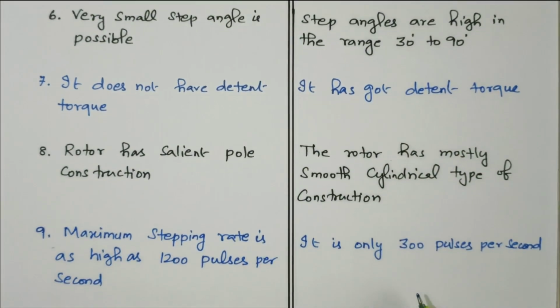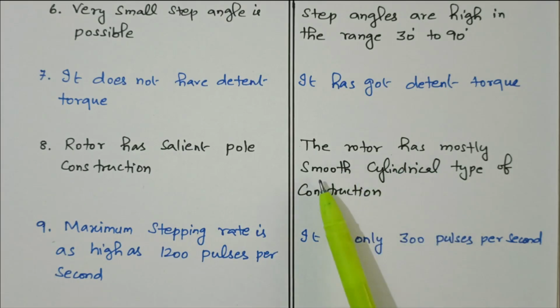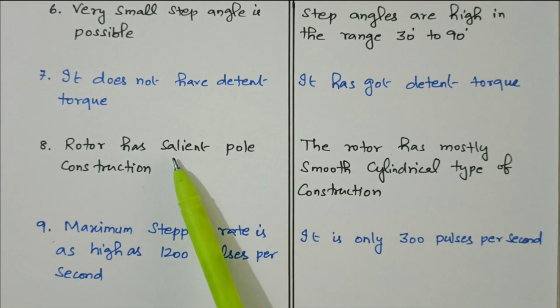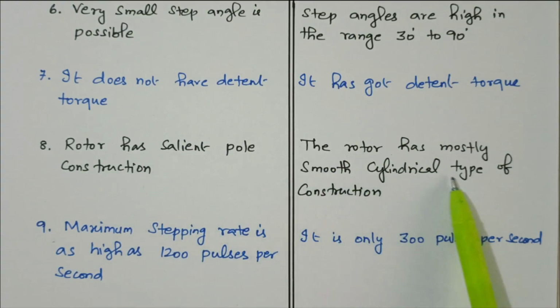Let me see two more points. The rotor has salient pole construction. Here the rotor has mostly smooth cylindrical construction. Salient pole means projected poles are available. Here it is smooth cylindrical because it is a permanent magnet. So from the name itself we can easily identify. Because of the permanent magnet it is smooth cylindrical. Number of phases are less, step angle is more, like that.